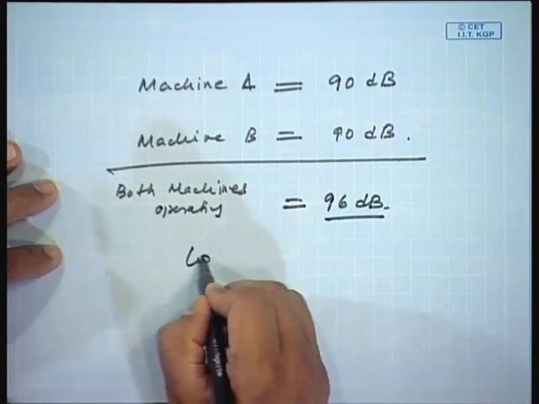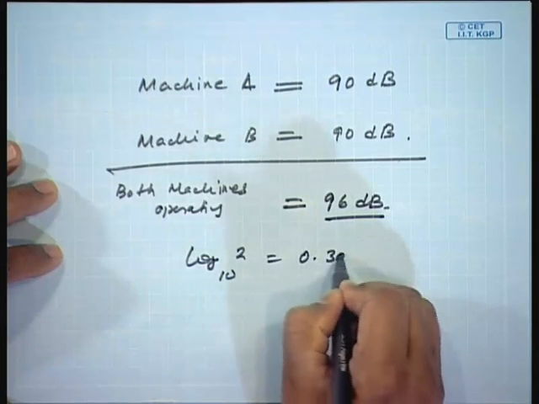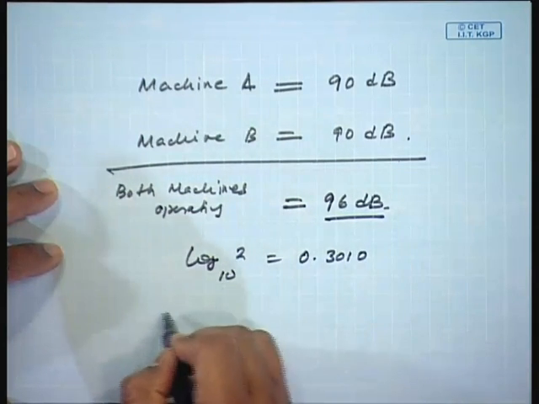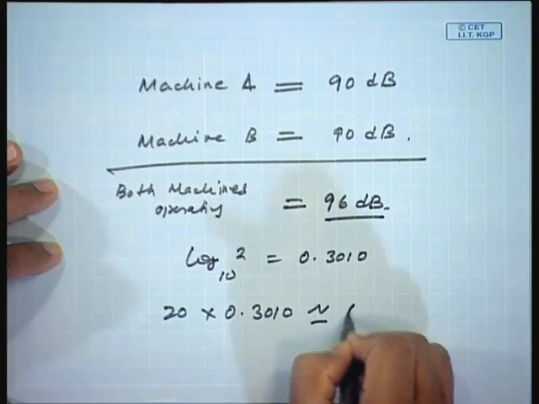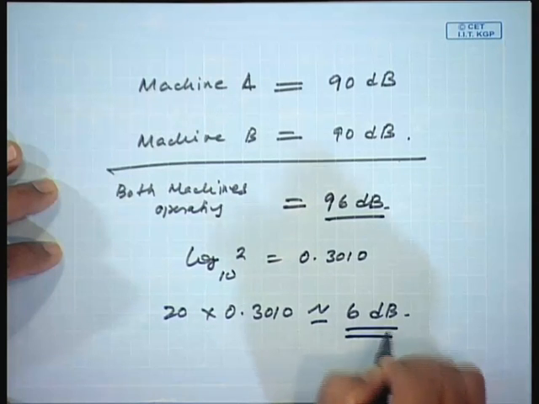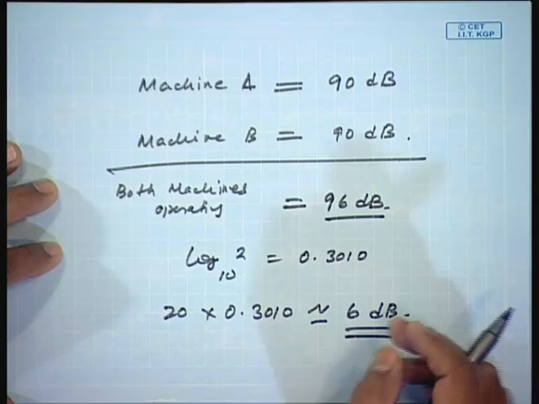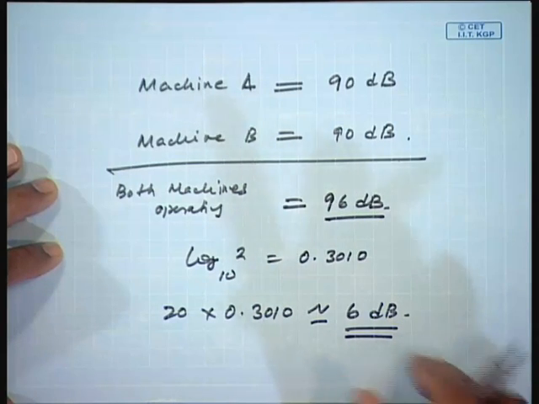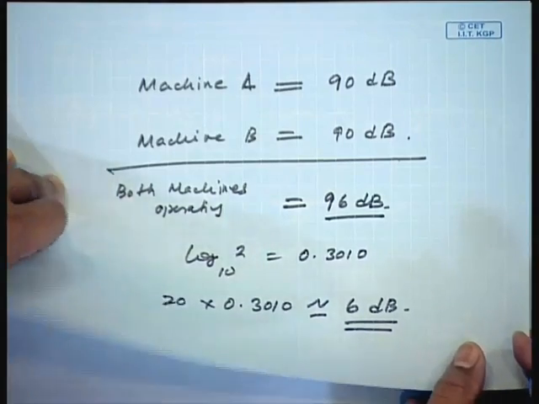Because you know log of 2 to the base 10 is 0.3010, times 20 will be close to 6 decibel. So, adding two sound levels of the same sound pressure level, the level will increase by 6 decibels. Okay.